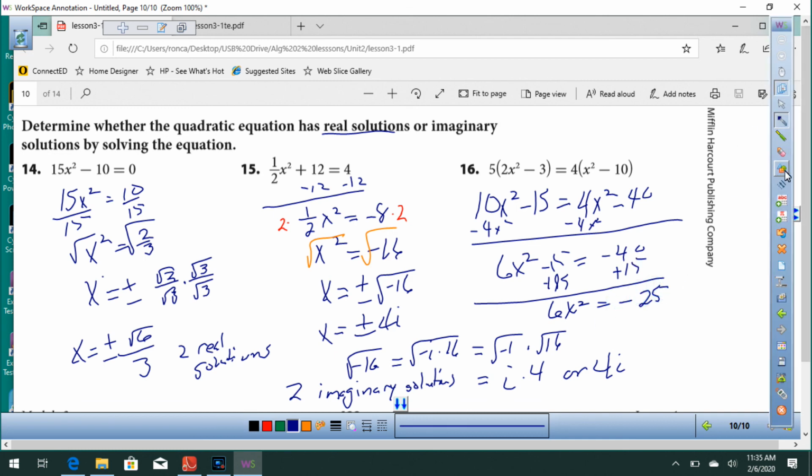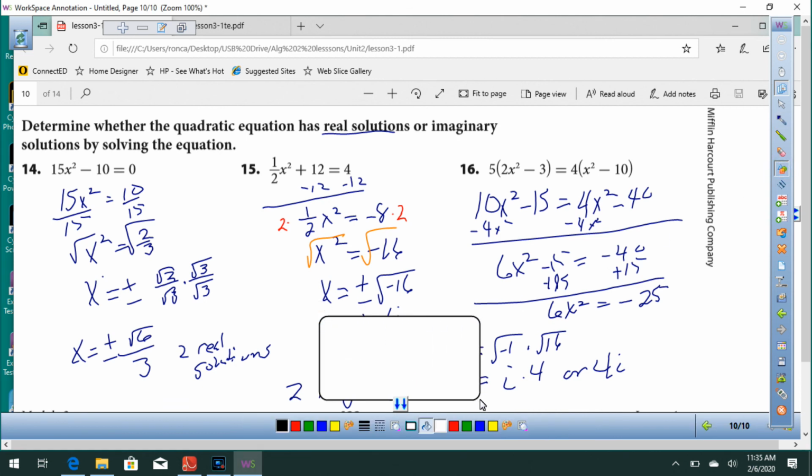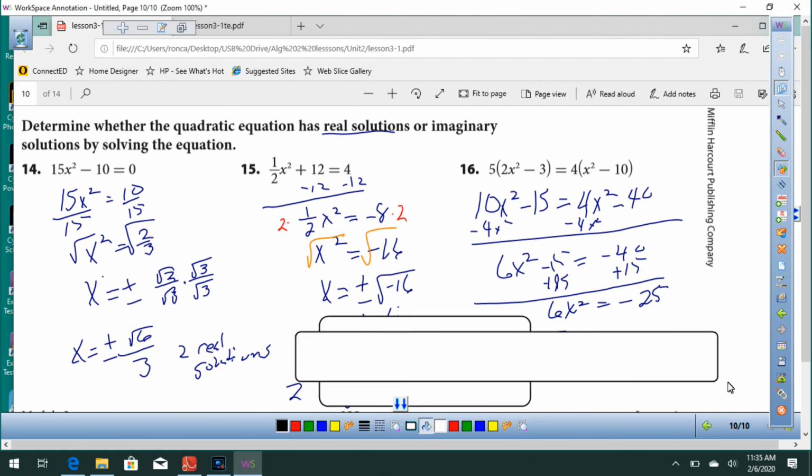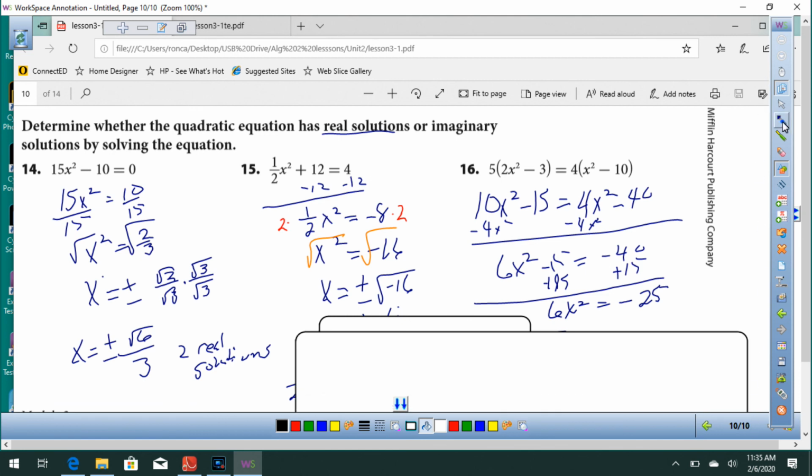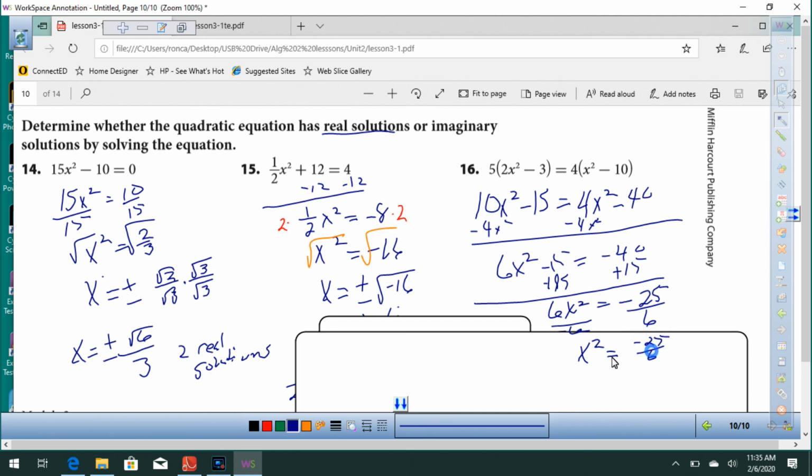All right, I need some real estate here, so I'm going to have to move this. There we go. Divide both sides by 6, and we've got x squared equals negative 25 over 6. We're going to take the square root of both sides. Wait for it. Gives you x equals plus or minus the square root of negative 25 over the square root of 6.